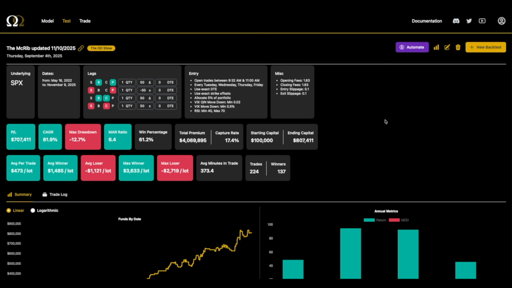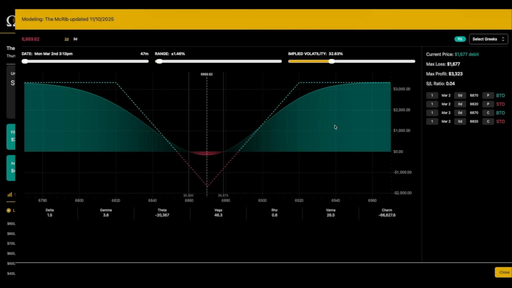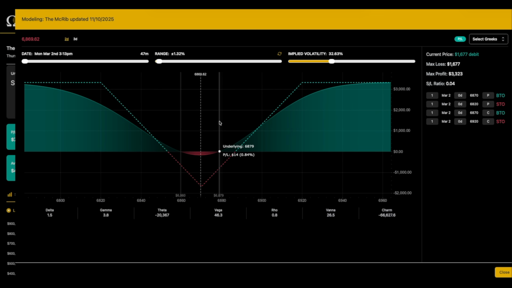How's everybody doing today? We got another 0 DTE one on the agenda. Let's model this thing out. We'll just take a quick look at it now. It's super late in the day today, but it doesn't really matter because this model tells you exactly what you need. This is a reverse iron butterfly.